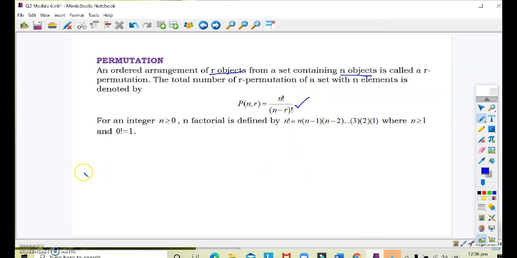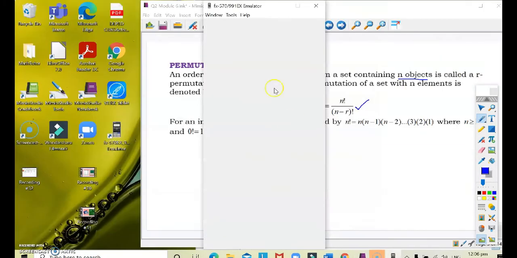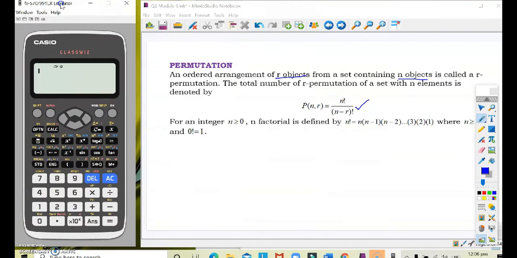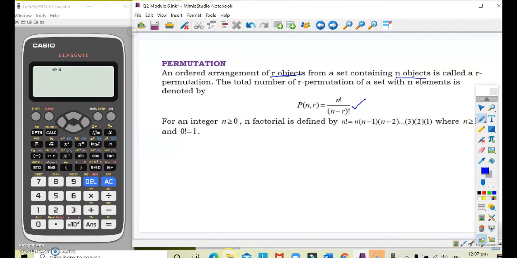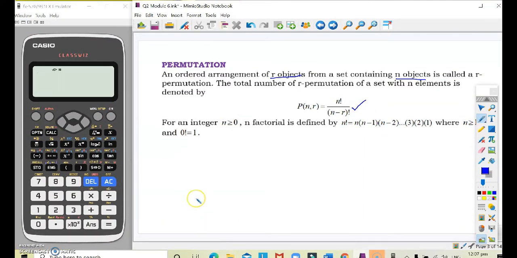But before that, let me ask you first, do you have your calculator with you? Okay, I will get mine as well. Okay, this is good. I have my emulator here that will act as a partner in our discussion in statistics.